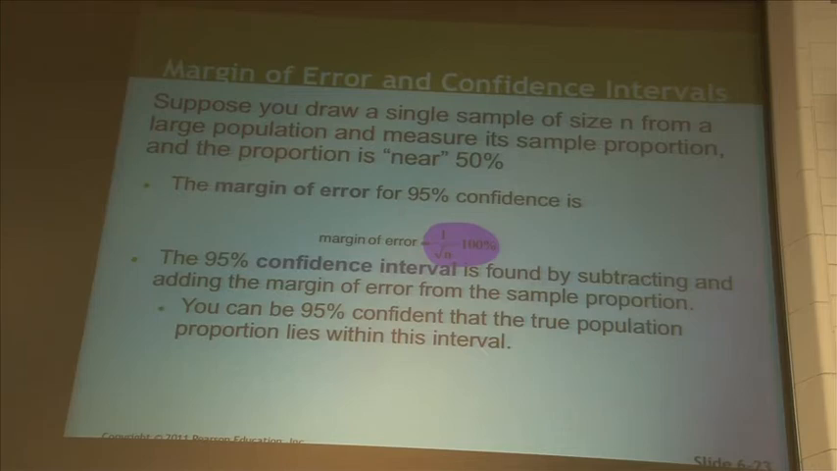Then to find the actual confidence interval itself, you take your sample proportion, subtract your margin of error to get the left bound, and then add the margin of error to your sample proportion to get the right bound. Remember, your interval goes from some value to another value, somewhere in here. All right, we've done this before. The same idea, we're just being a little bit more specific about the vocabulary.